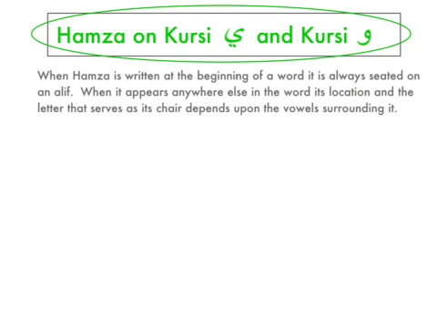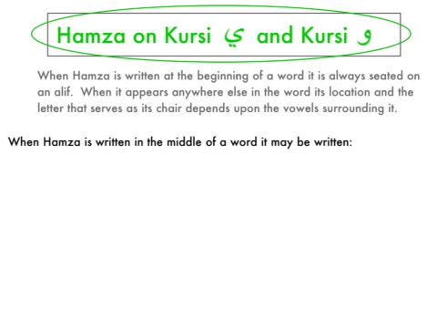When Hamza is written at the beginning of a word, it is always seated on an Alif. When it appears anywhere else in the word, its location and the letter that serves as its chair depend upon the vowel surrounding it. When Hamza is written in the middle of a word, it may be written like the word su'al. The Hamza we write on waw, as you see here.